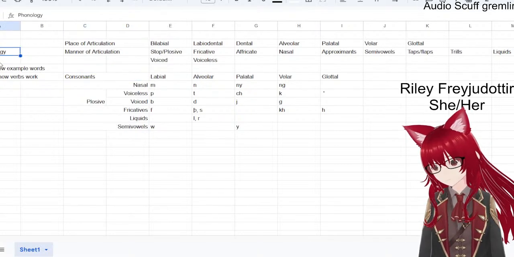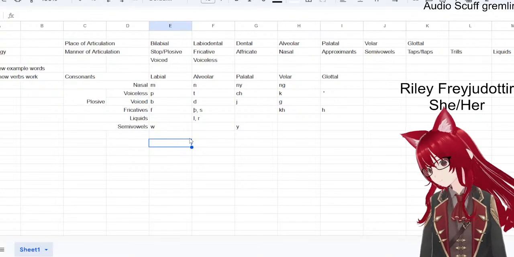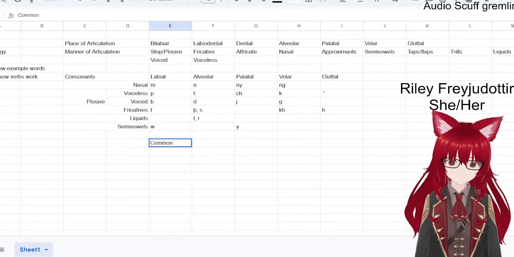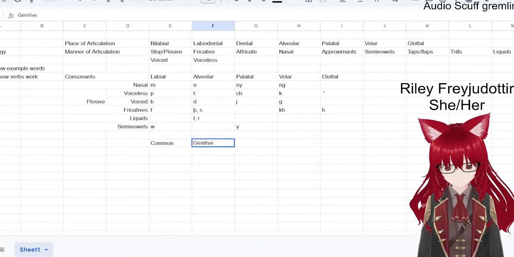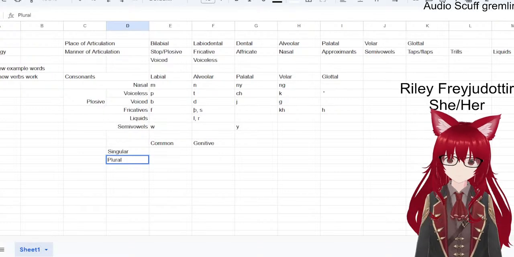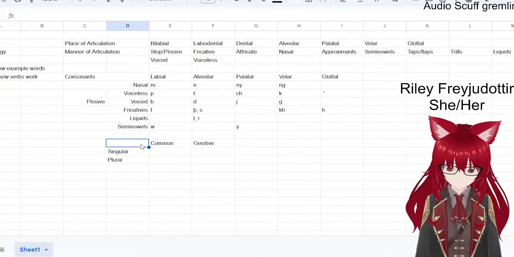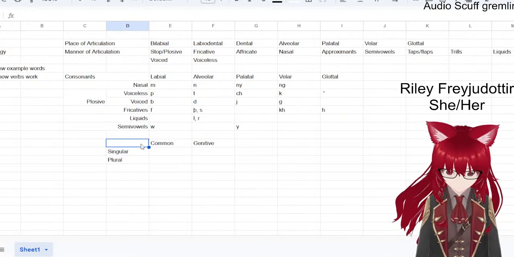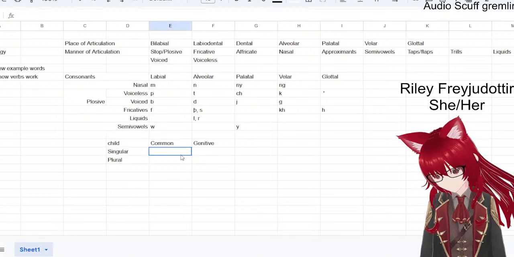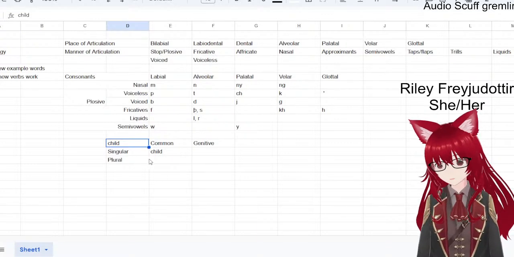Okay, cases are the things you do to nouns to make them give you more information about them. So English has two cases: the common case and the genitive case. We also write nouns for singular versus plural. So for an example, I'm going to choose a word within regular: child. So in the common case, singular is just child, and that's the citation form. That's what you'll see in a dictionary.